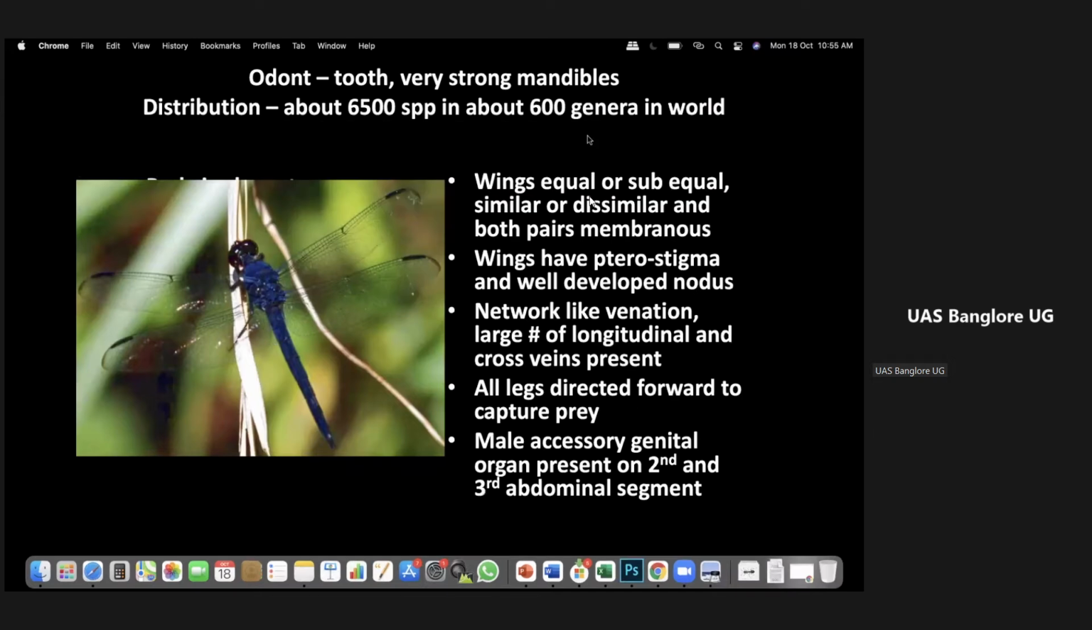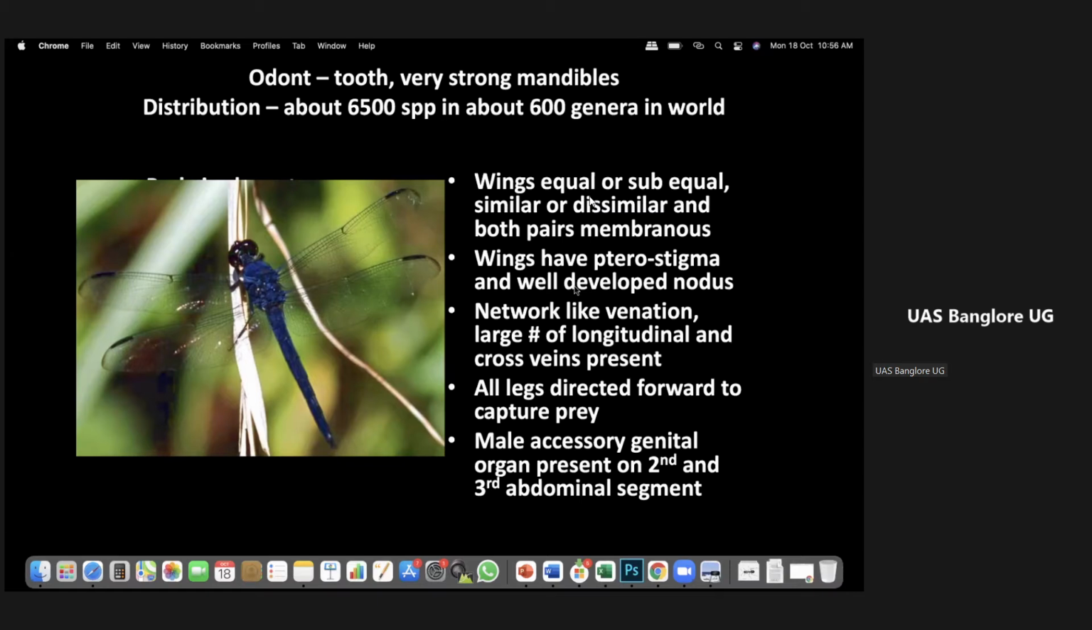Okay, we'll not worry about that. But how do you identify this Odonata? So this is a dragonfly. Wings are equal or sub-equal. Both pairs of wings are equal, and both pairs of wings are membranous. Okay, they have membranous pairs of wings.